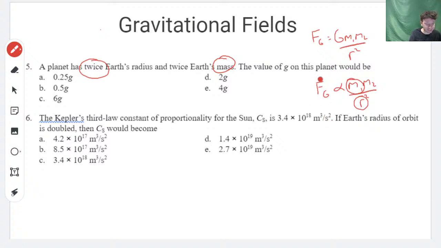Okay, this is Fg, but g is just, we can set this equal to m2 g, so m2 just cancels. So we don't even care about m2. But don't put a 2 in the numerator and a 2 in the denominator and say, oh, nothing's really going to change. Something will change because the denominator is 2 squared. So we have 2 in the numerator, 2 squared in the denominator, which is 4. 2 over 4, so our new gravity is going to be half that of the Earth.